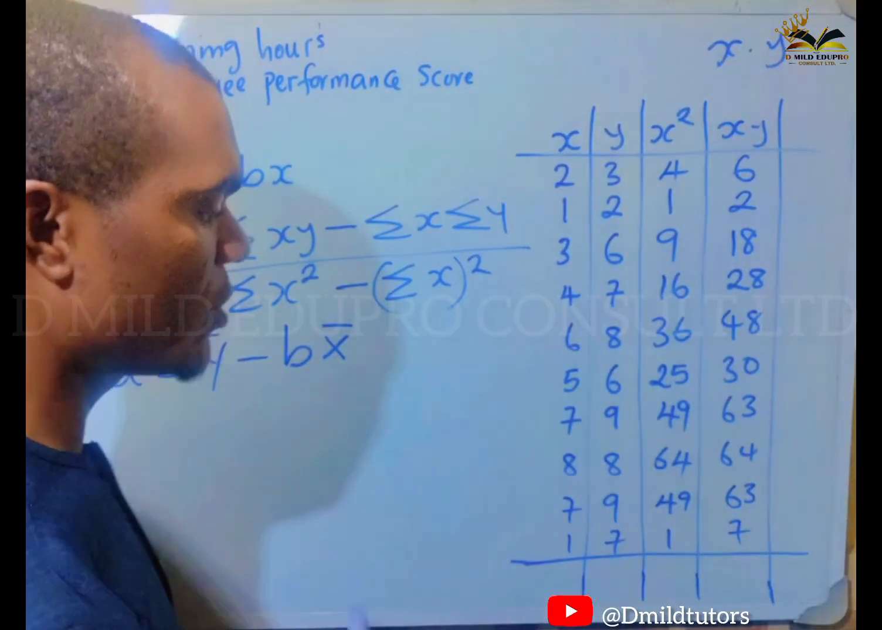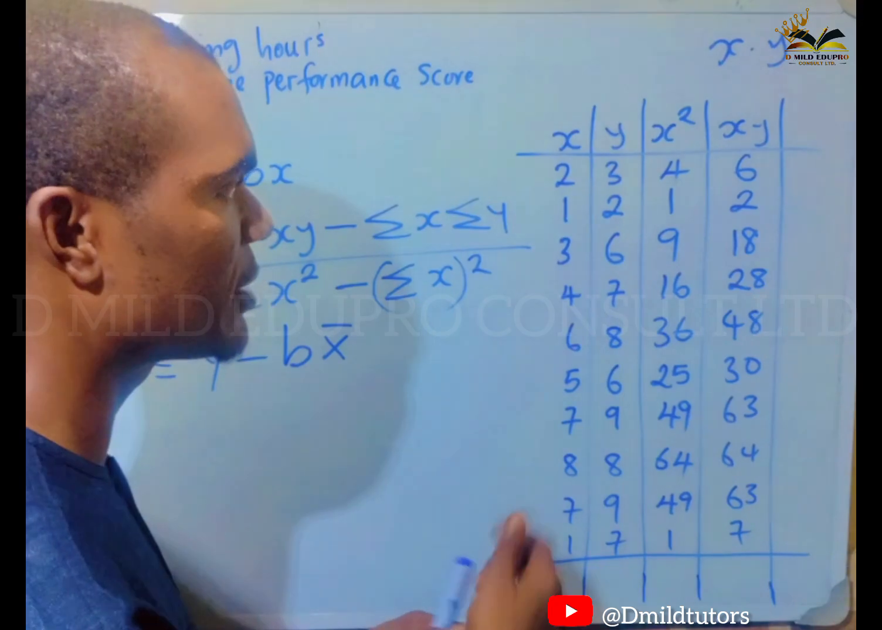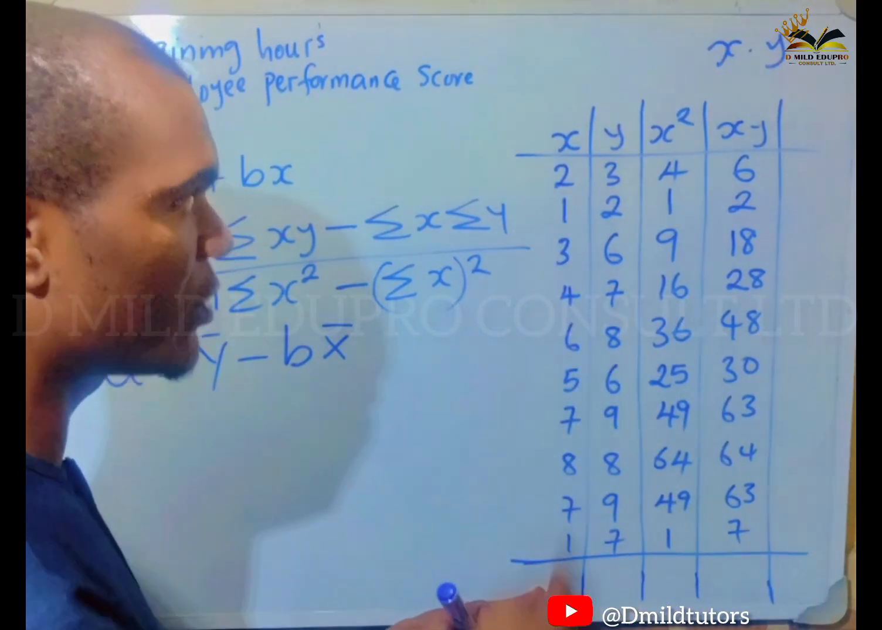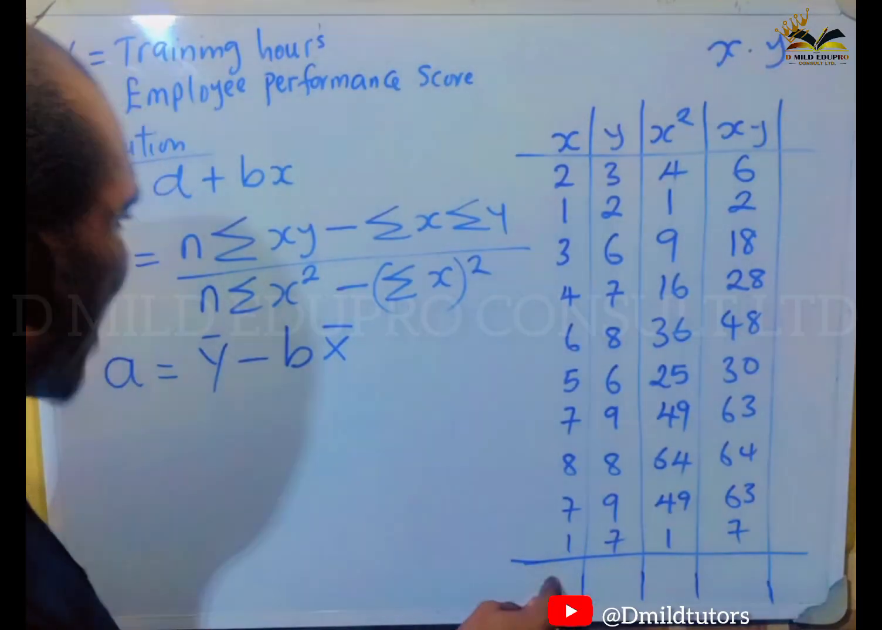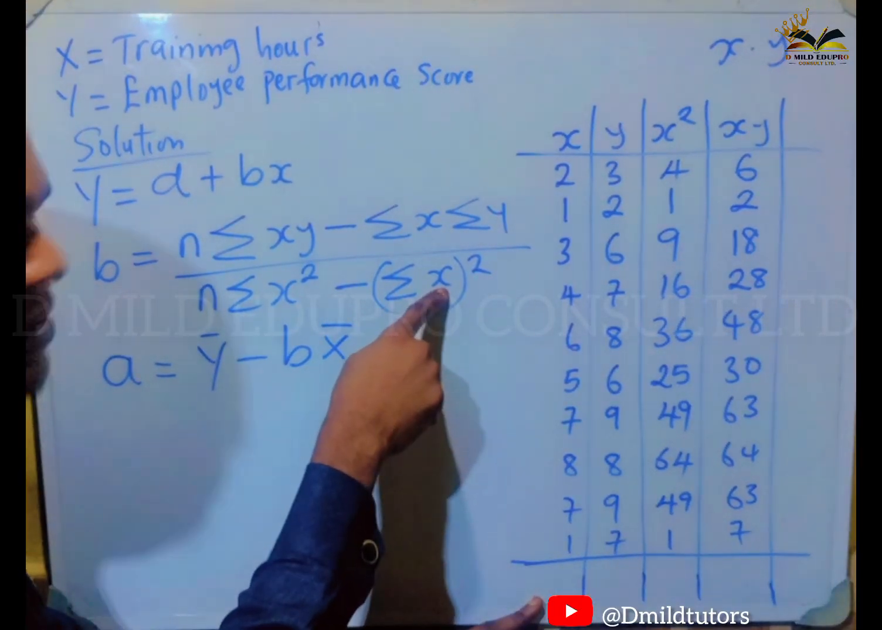What really matters to us is to find the total of each and every one of them. And how do you do that? You're going to add up all these together. Whatever you have, you write it here, because whatever we arrive at here is what we are going to be using here, which is this sum.